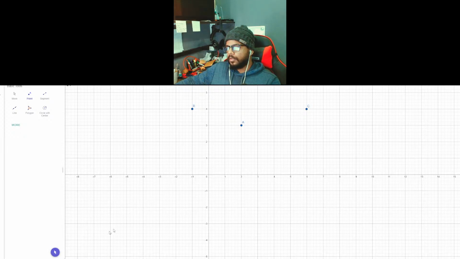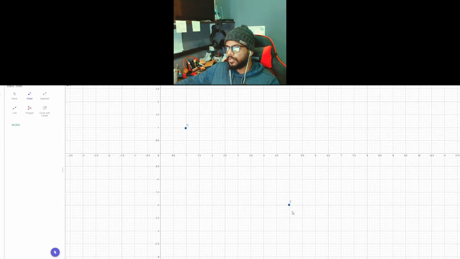Now, 6, 4 is a point. 1, 1 is a point. -4, 2 is a point. And I'm going to put a point here and I want you all to tell me what the coordinates of the point are. What are the coordinates of the point F? So I'm going to continue talking. When I get the point, put it in the chat for me, right?